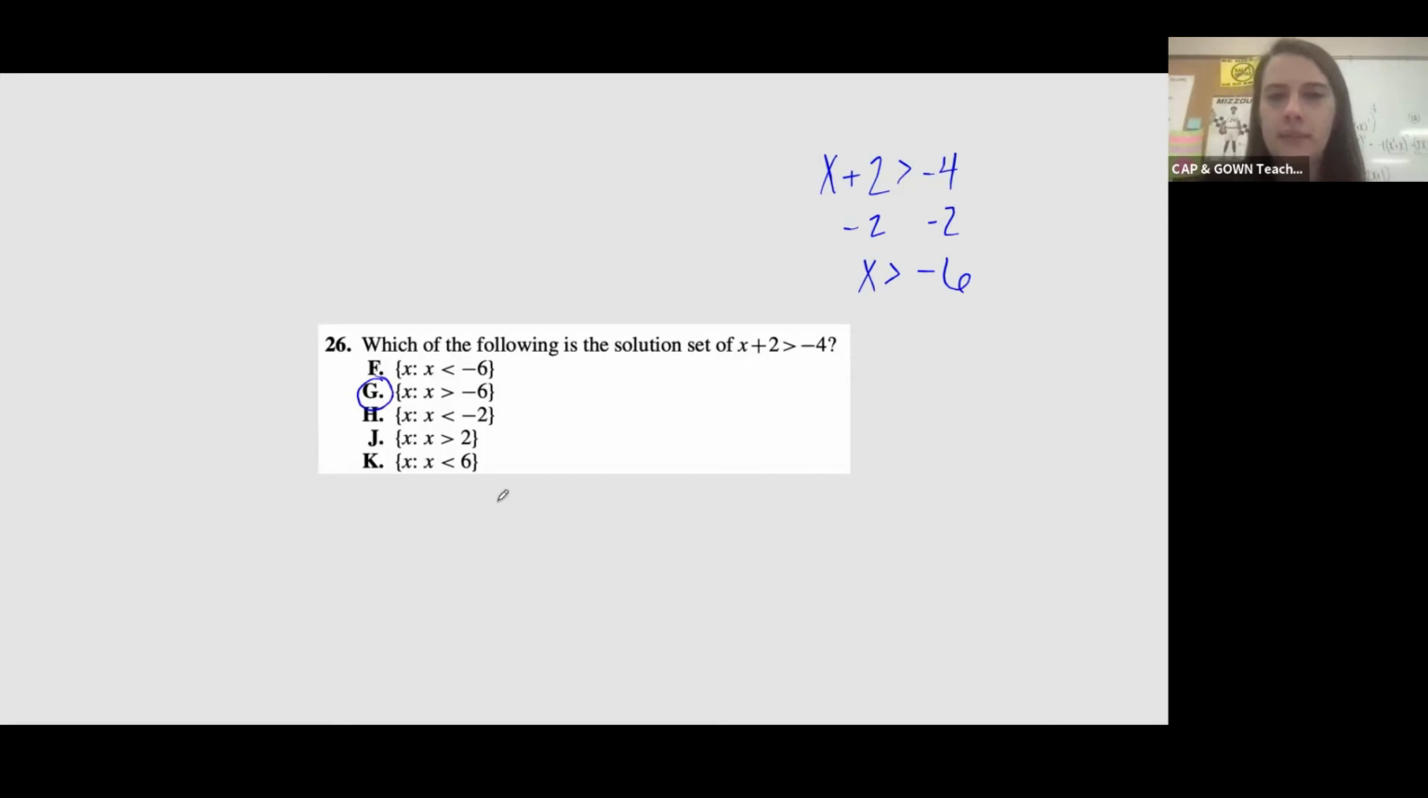Boom, you've got it. Okay, some things with inequalities though, they may give you that graph instead of the set notation. Just remember that this symbol is an open circle, and then if it was greater than or equal to, it would have been a closed circle on the line for 6.